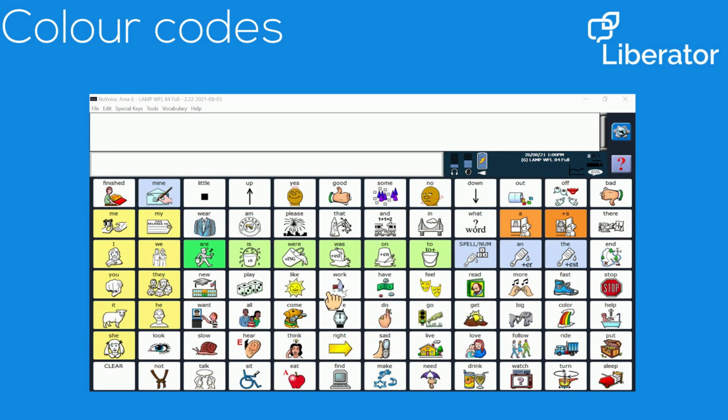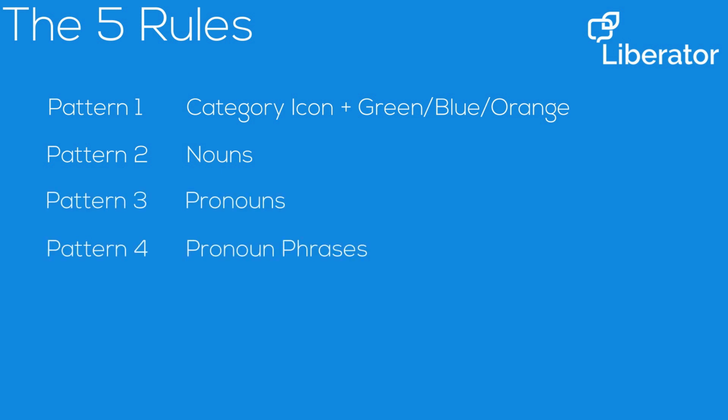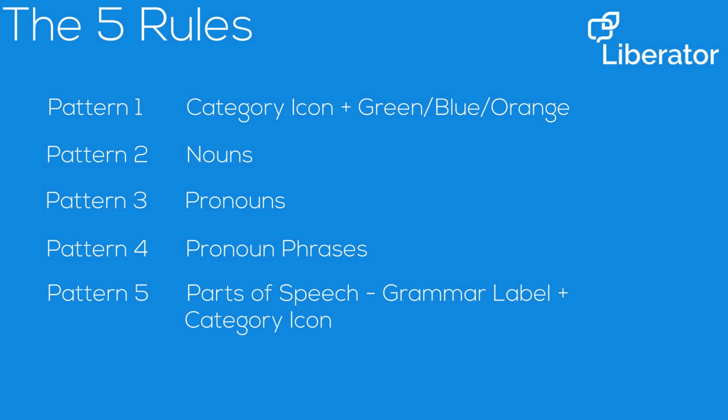The white buttons, which have a coloured image on them, are our category buttons. And the black and white icons you see here are the grammar words, which are the small parts of speech. There are 5 rules or patterns within LAMP Words for Life, which can help us to understand where words might be situated and where we might find them. Let's take a look at each of them now.